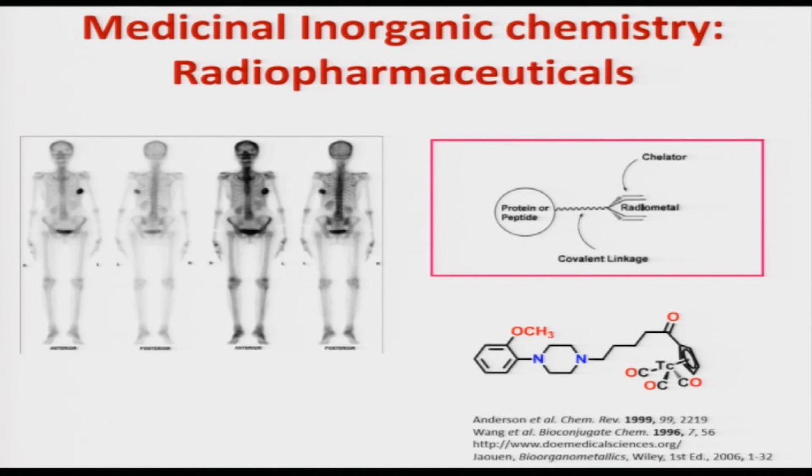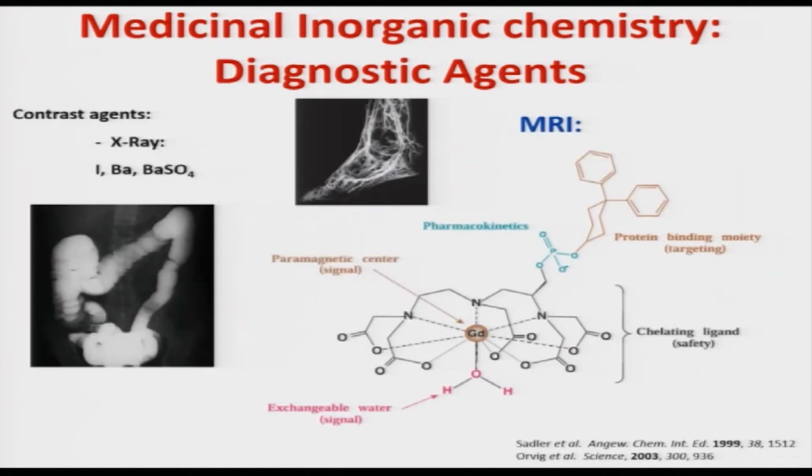So, this is the technetium complex. You see that this is the radioactive metal technetium being used, which is being chelated with some ligand, and then this is the molecule which is popularly used, and you can find this molecule in the market. It has been used in imaging of the body. The metal complex is also used as diagnostic agents.